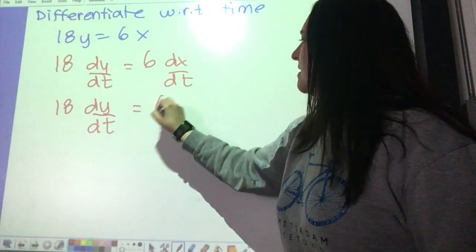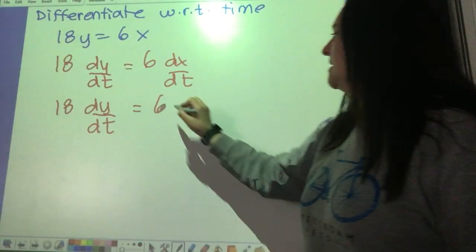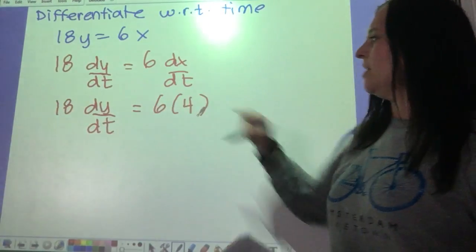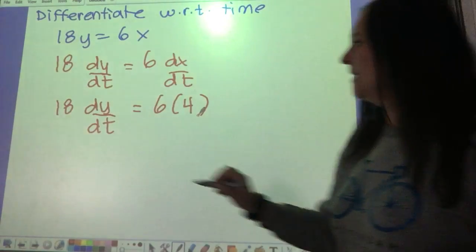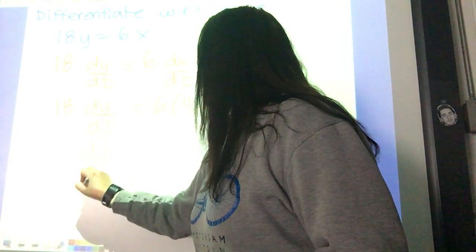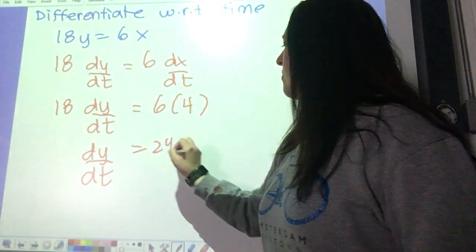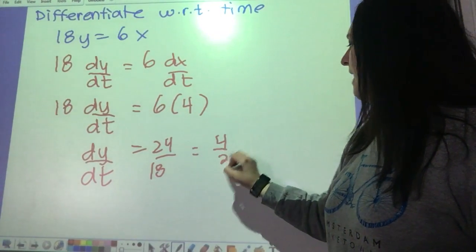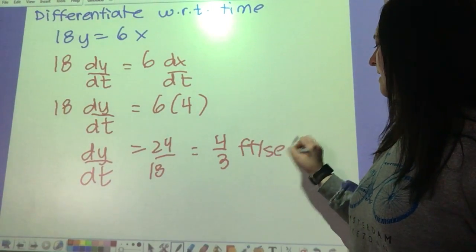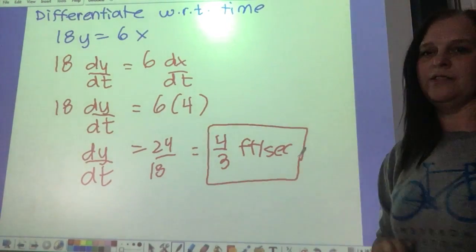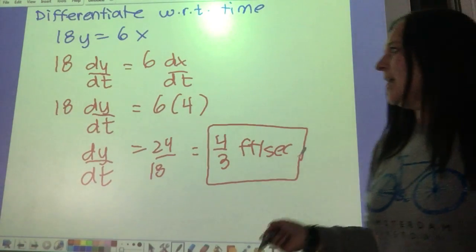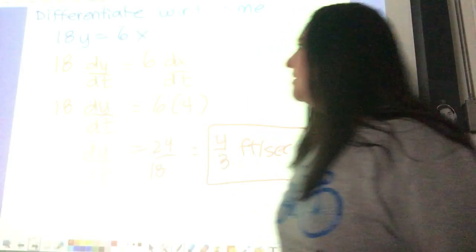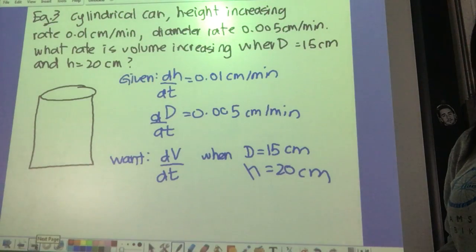In the question, they did tell us that dx over dt is 4. He was walking away at a rate of 4 feet per second. So again, we have 24 over 18. We can simplify, that is 4 over 3, and don't forget your unit, feet per second. So quite a bit shorter and easier than that first one. Okay, and our third and final one we'll do is a cylindrical can.